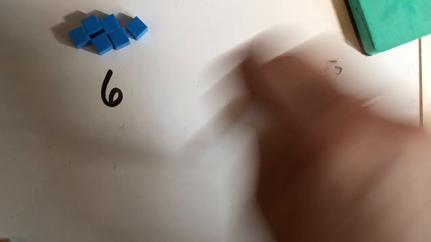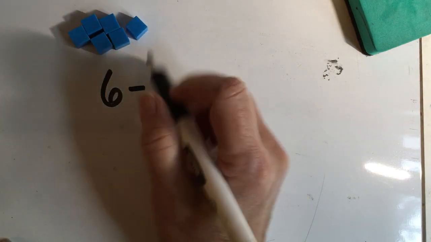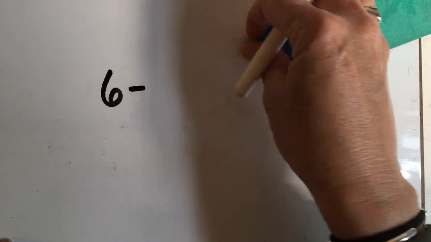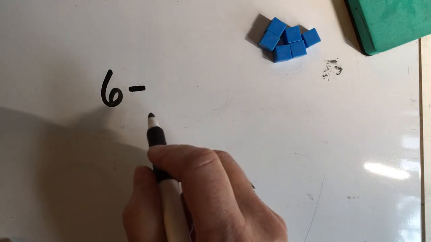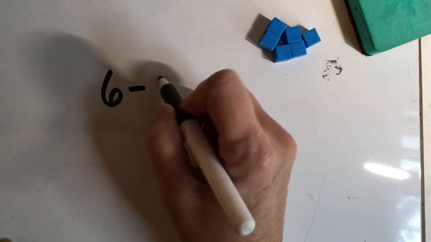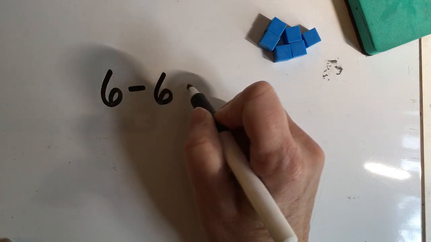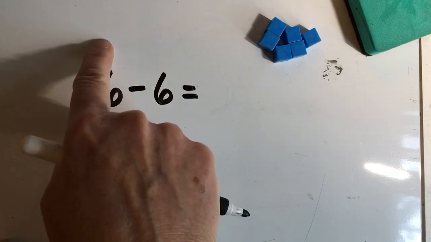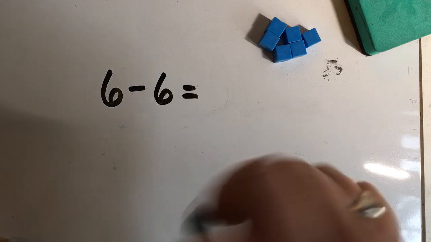You remember this from class, I know. All right, I've got my whole 6, right? Look what I'm going to take away. What? I know. I took all of them. So 6 minus 6 equals, what's the other part that goes with 6 for the whole 6?